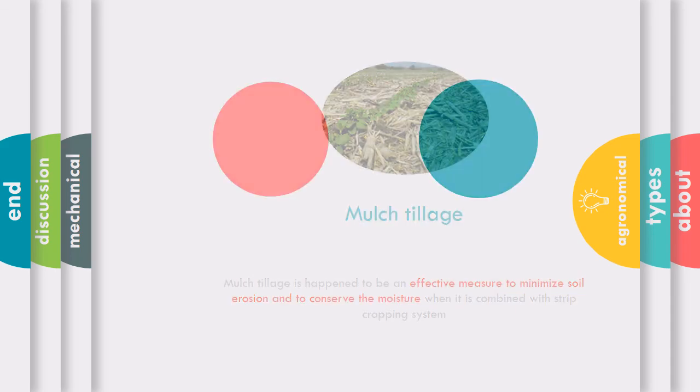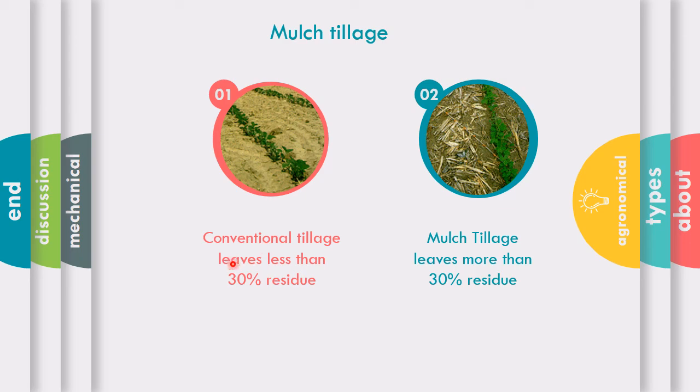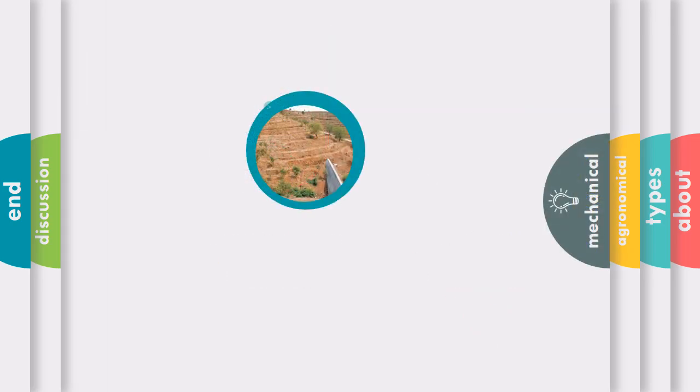There are two types of tillage here. One is conventional tillage, where we leave less than 30% of residue, whereas mulch tillage leaves more than 30% of residue. See here, more than 30% of residue will remain in the soil. This is called mulch tillage. So these are the different agronomical measures we have seen.